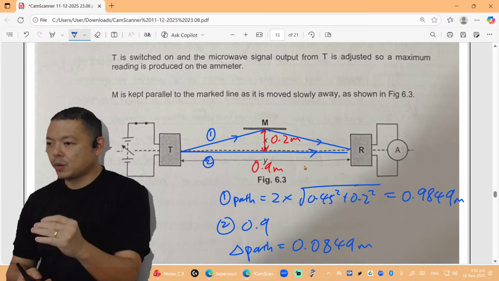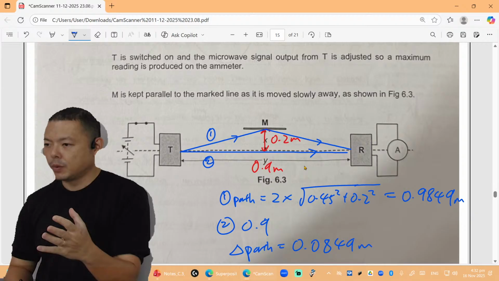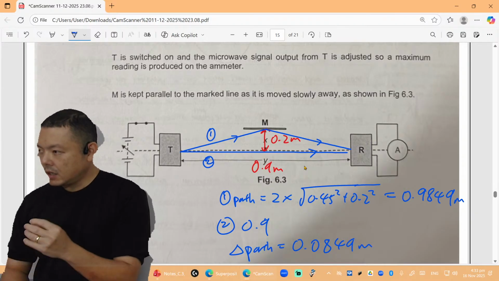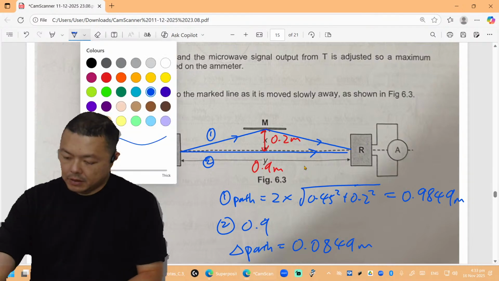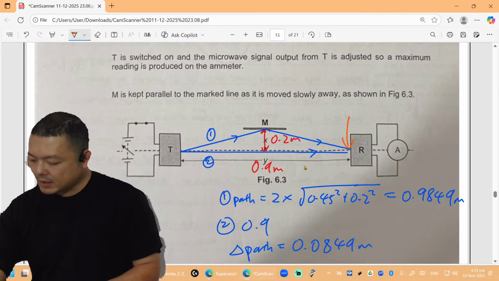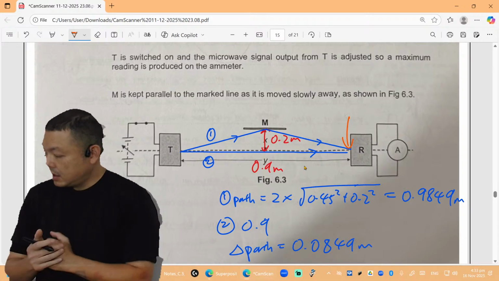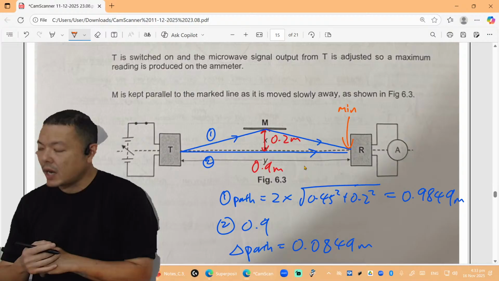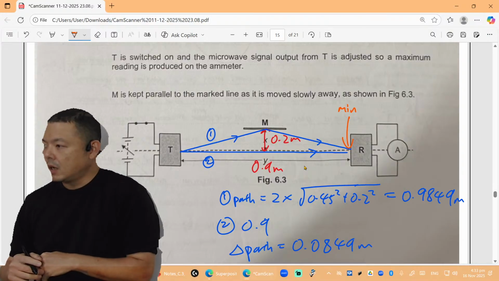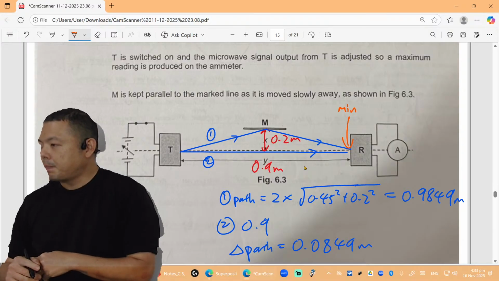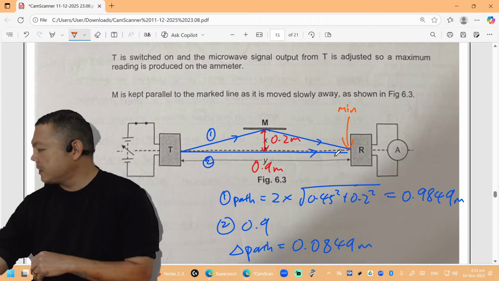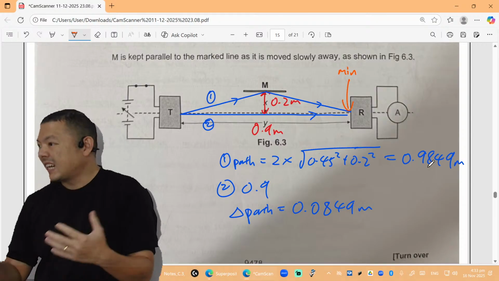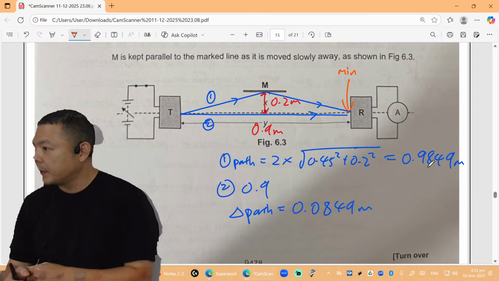Now this question is a nightmare. These people who set this question are nasty. So what are we supposed to get at the receiver? I want a minimum. Which means what's the path difference or phase difference to get a minimum? Basically half a lambda. The smallest one will be half a wavelength.